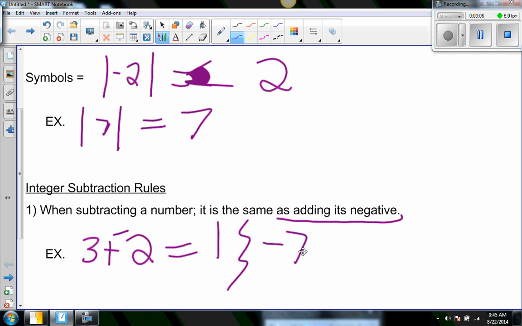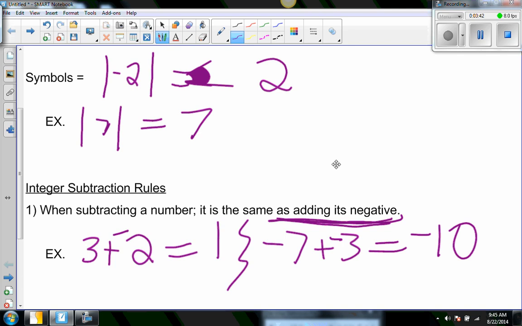Let's try a different one. If I have -7 minus 3, how many of you would say, well, that's easy? The answer is -4. I bet there's some of you that are saying, well, yeah, it's -4. And I would have to say, no, it's not, because you follow this rule right here. It says same as adding its negative. So I have to change it to add a negative. Now they're both negative, so I add them up. My answer is -10.